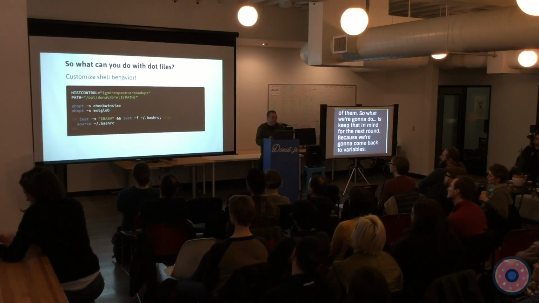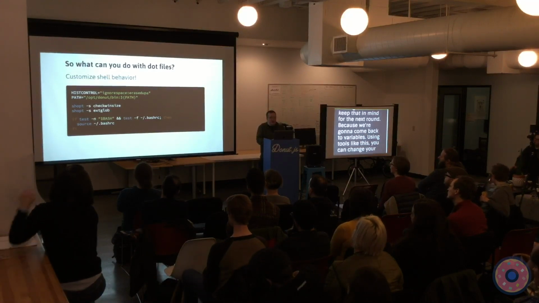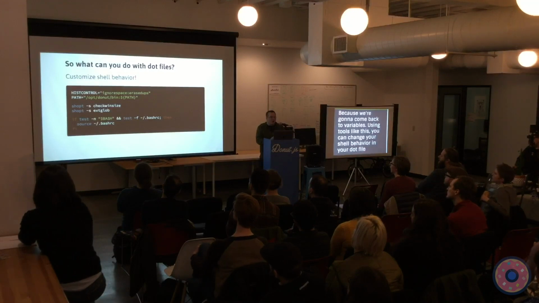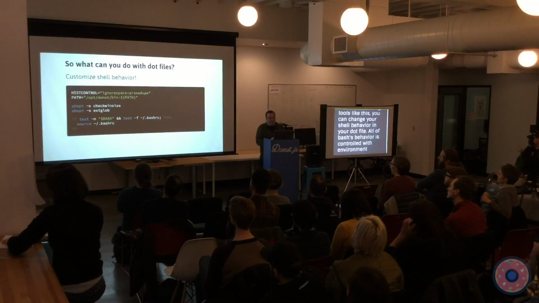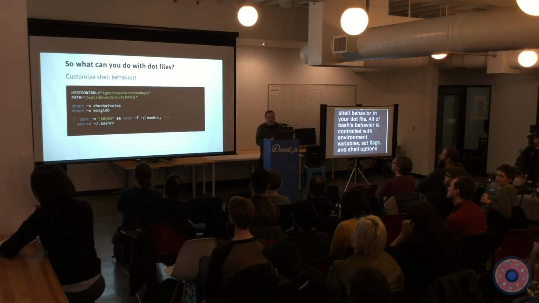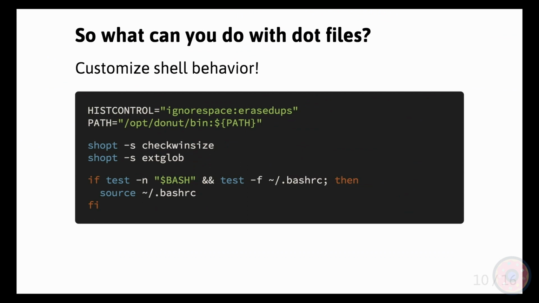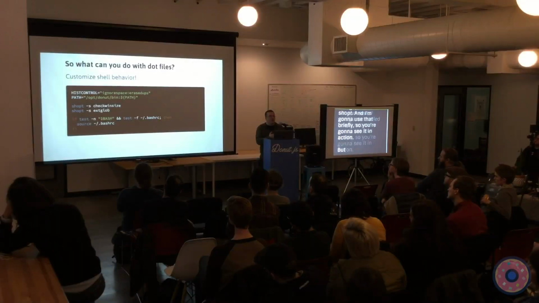Using tools like this, you can change your shell behavior in your dot file. All of Bash's behavior is controlled with environment variables, set flags, and shell options. Shell options are set and viewed using a tool called shopt, S-H-O-P-T. I'm going to use that briefly, so you're going to see it in action. They will change the way that the shell interacts.